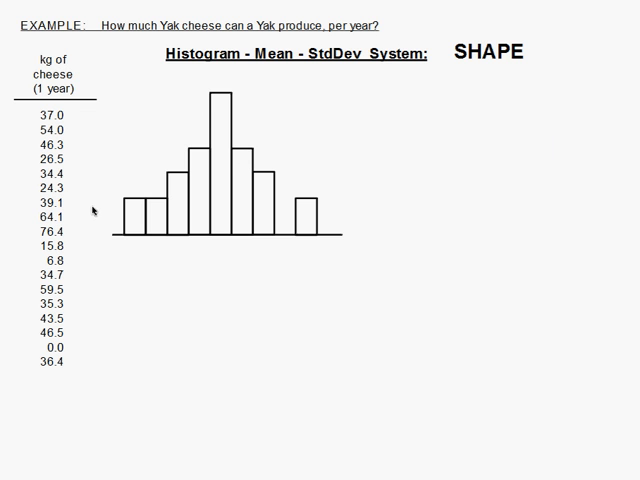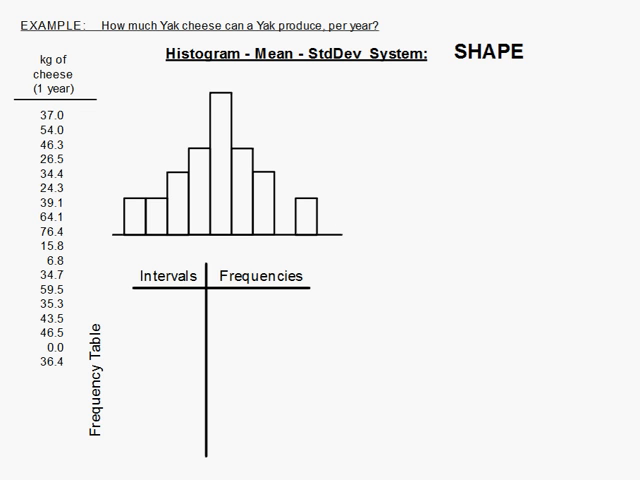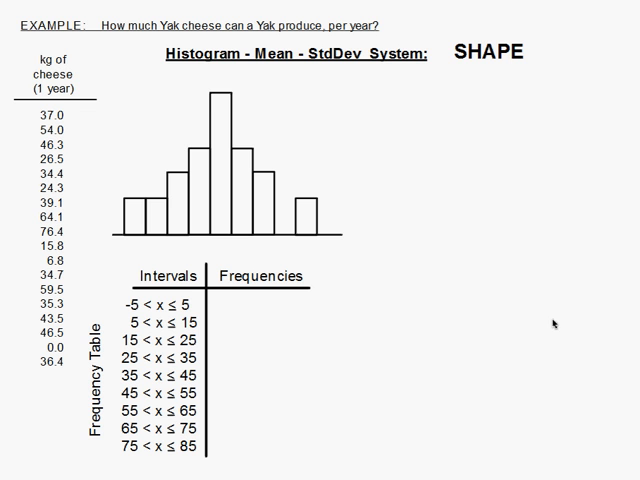Now the question is, first, how do we produce this histogram? Because that's something you're going to have to do. So to produce a histogram, what you need is a frequency table. What is a frequency table? Well, we have intervals here, which contain all of the data. Notice that there is no data that is -5 or less, and there is no data that's bigger than 85. So all of our data should be in this range. We'll talk about how you come up with these intervals in a little bit.